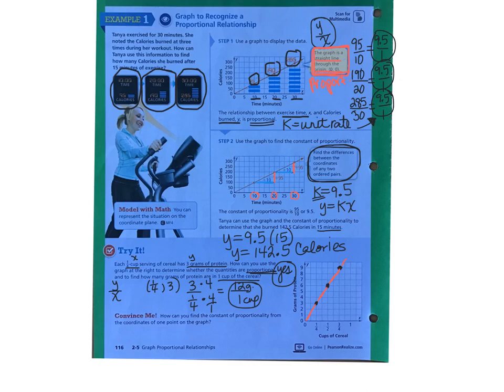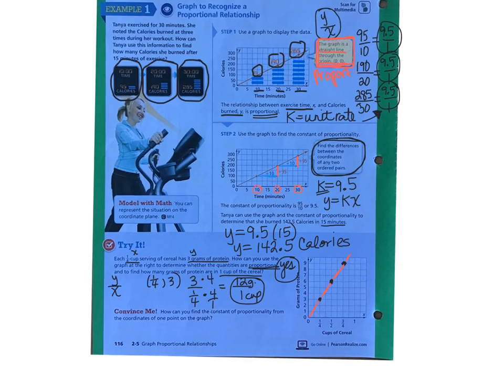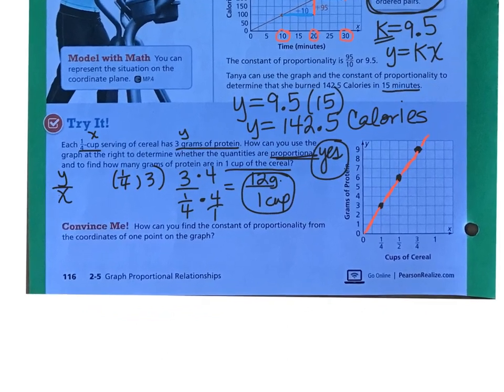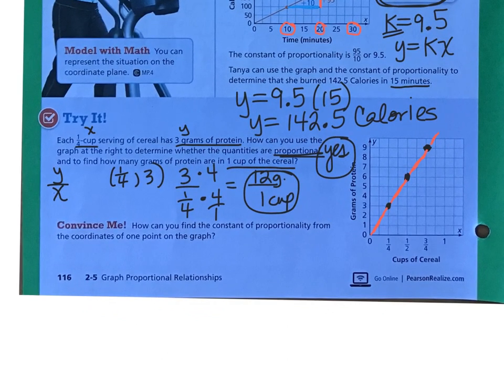And last but not least, let's take a look at the convince me down at the bottom of the page. So I'm going to make my paper bigger here. There you go. Make it a little bit more visible. And the convince me asks, how can you find the constant of proportionality from the coordinates of one point on the graph? Well, the point that you're looking for here is the point that gives us the unit rate. And remember, the unit rate is the amount out of 1. In other words, the unit rate is when the x number equals 1 whole.